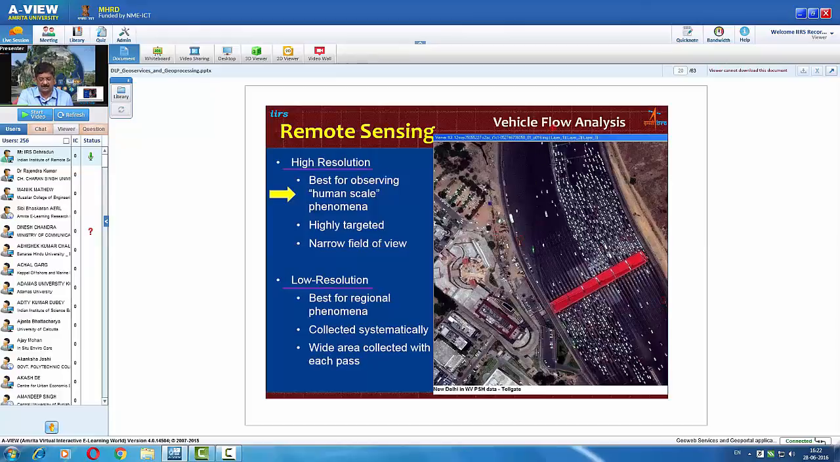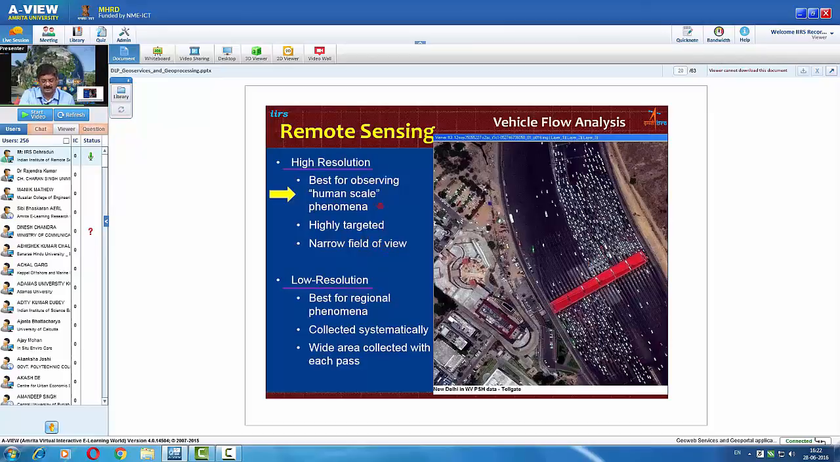The next one is, of course, the vehicle flow analysis. It's again at a human scale, and at a time when we wanted to study the traffic flow across a toll gate. For example, this is a New Delhi toll gate, which has been shown here in this picture. You can see how the vehicles are accumulated at a particular time, particularly in the time of vacation. You can see how the roads are getting blocked. So it helps us to plan and do remedial solutions for such highly traffic-prone issues.